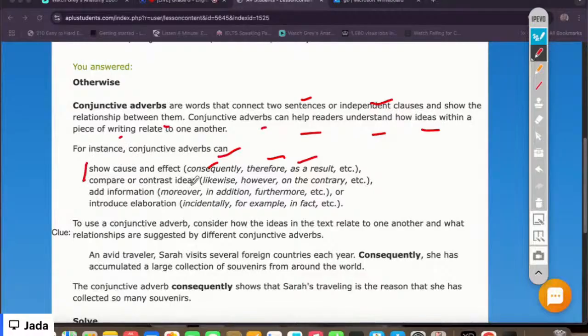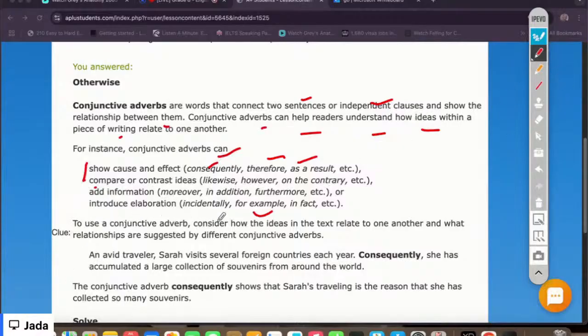Then, to compare or contrast ideas, we have likewise, however, on the contrary. Then, the ones that add information, we have moreover, in addition, furthermore. And then to introduce elaboration, we have incidentally, for example, in fact. So these are the different ways that conjunctive adverbs are used, okay?